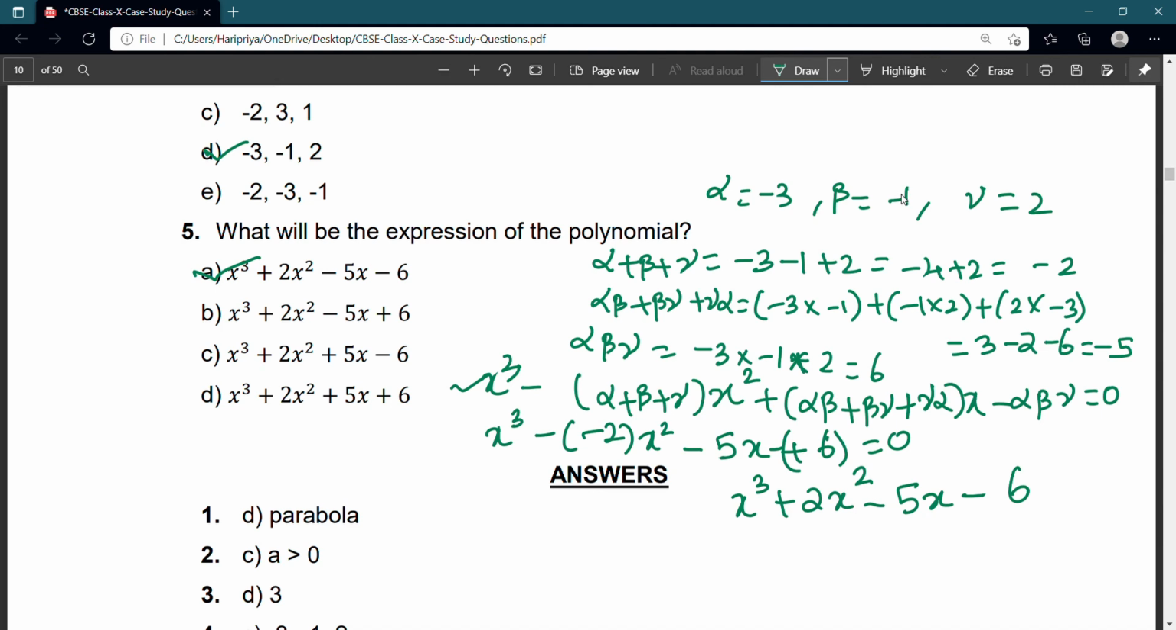So basically, if you want to do the case study, first you have to be thorough with your chapter on polynomials. Until and unless you know the concept of polynomials, you can't do the case study. So before watching this case study, watch the polynomial video, study the chapter properly and then come back here.